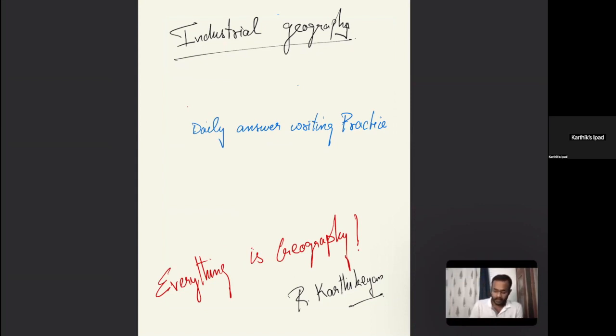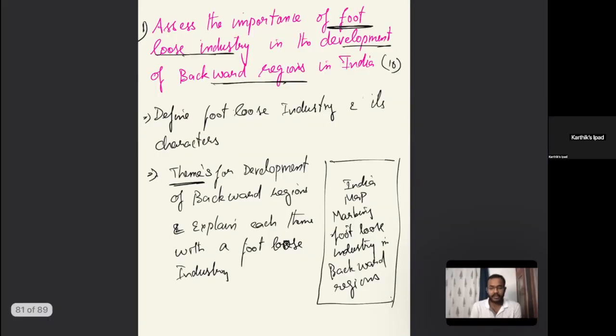In today's industrial geography daily answer writing practice, 2 questions. Assess the importance of footloose industry in the development of backward regions of India. 10 mark question. Interdisciplinary between the footloose industry and the development of backward regions. As it's a 10 mark question, very basically define the footloose industry and its characteristics for one third of the first page.